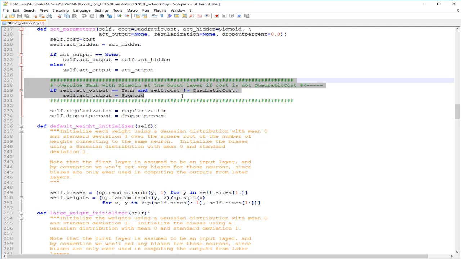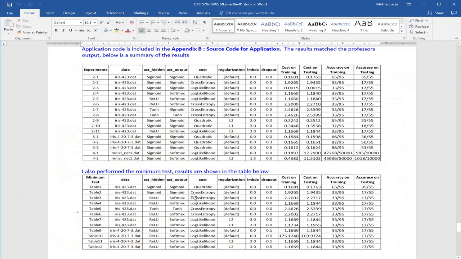Finally, I performed all the tests that Dr. Tomuro asked, and these are my results. I also included the extra test that she requested.